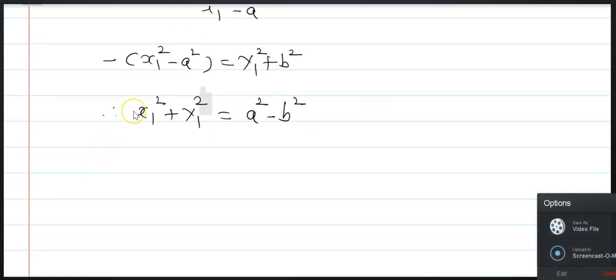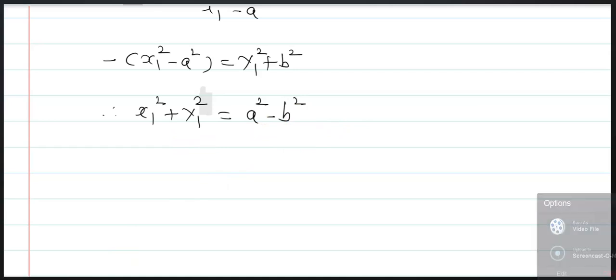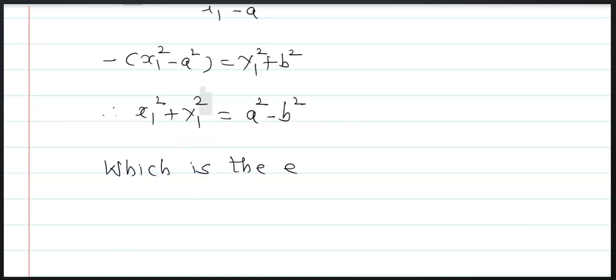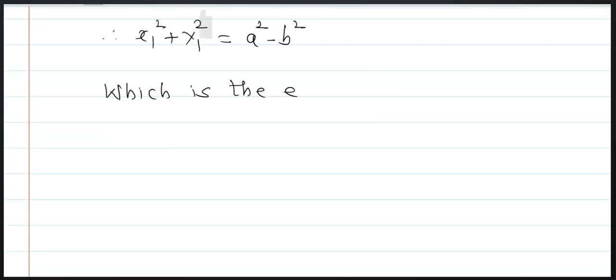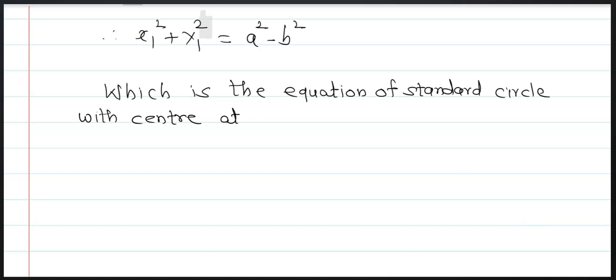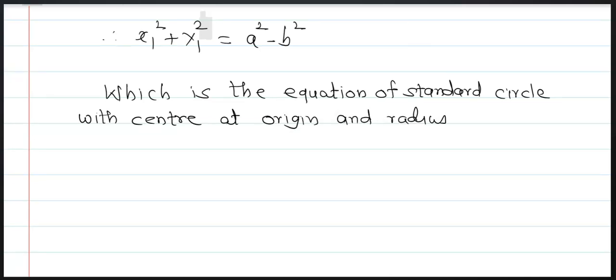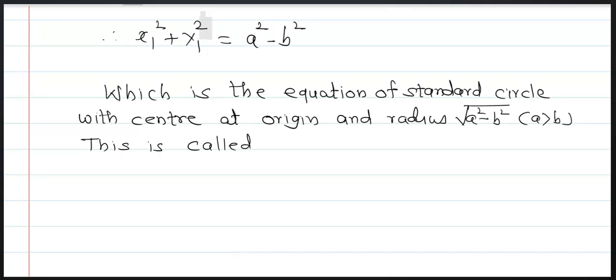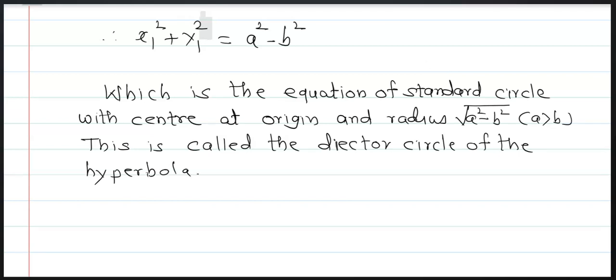This gives x1 square plus y1 square is equal to a square minus b square, which is the equation of a standard circle with center at origin and radius square root of a square minus b square, where a is greater than b. This is called the director circle of the hyperbola.